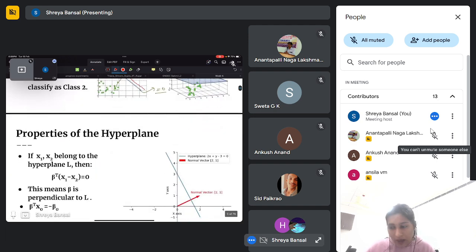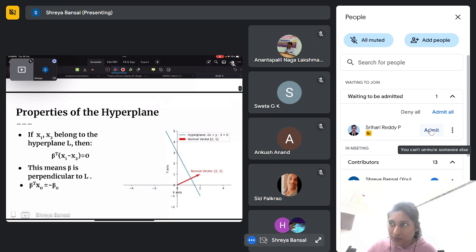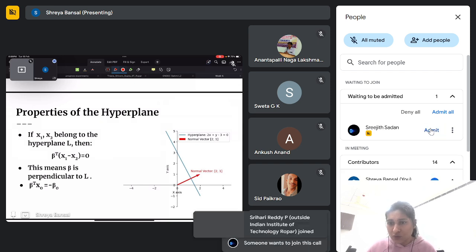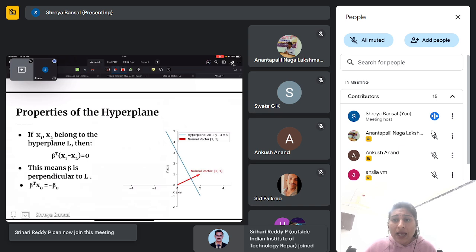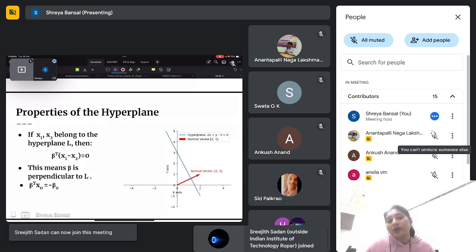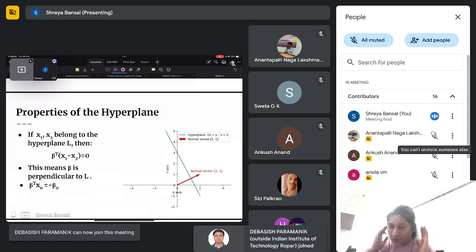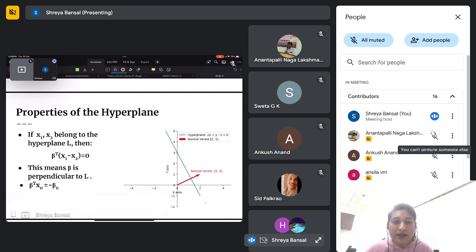Obviously, as you have learned geometry in your lower schools or in your courses, there are some properties of lines, let's say curves. Similarly, there are some properties that should be satisfied to say that this particular plane is a hyperplane. Just look here carefully. This is a simple 2D area in which a line is created, and this is called a hyperplane, as mentioned here: 2x plus y minus 3 is equal to 0.